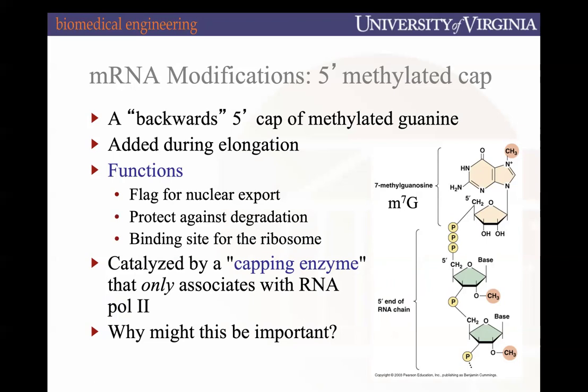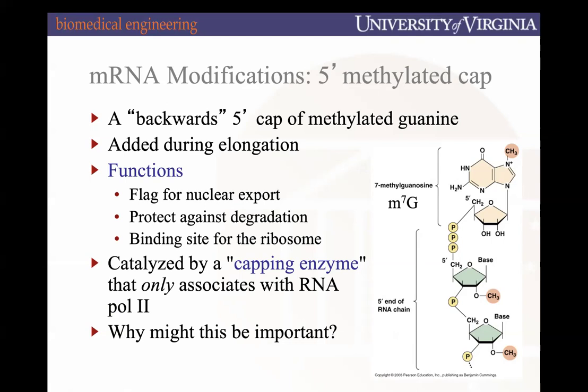What that means, the reason why it's backwards, is because when we talk about 5' to 3', that's all with respect to how each nucleotide is connected across the carbon ring from each adjacent nucleotide. So one 5' carbon is bound to the 3' carbon of the next adjacent nucleotide. Here, with this 5' cap, it's bound to the 5' carbon here, and then bound to the 5' carbon of the next adjacent nucleotide. So it's a backwards 5' to 5' cap, and it's added during elongation. So it's not at the end when transcription is done, but during the process of transcription.